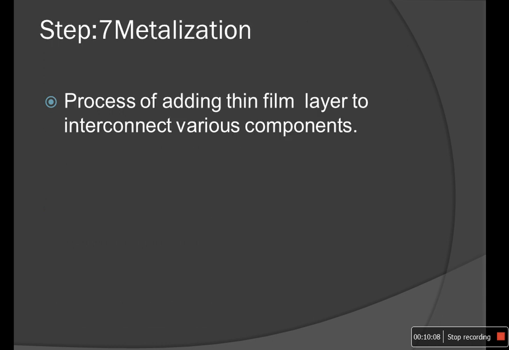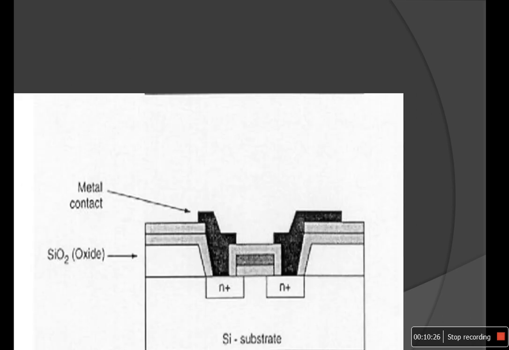The last step is metallization. The process of adding a thin film layer to interconnect various components is said to be metallization. Here the thin film material is mostly aluminium. So in the metallization process we are using aluminium.